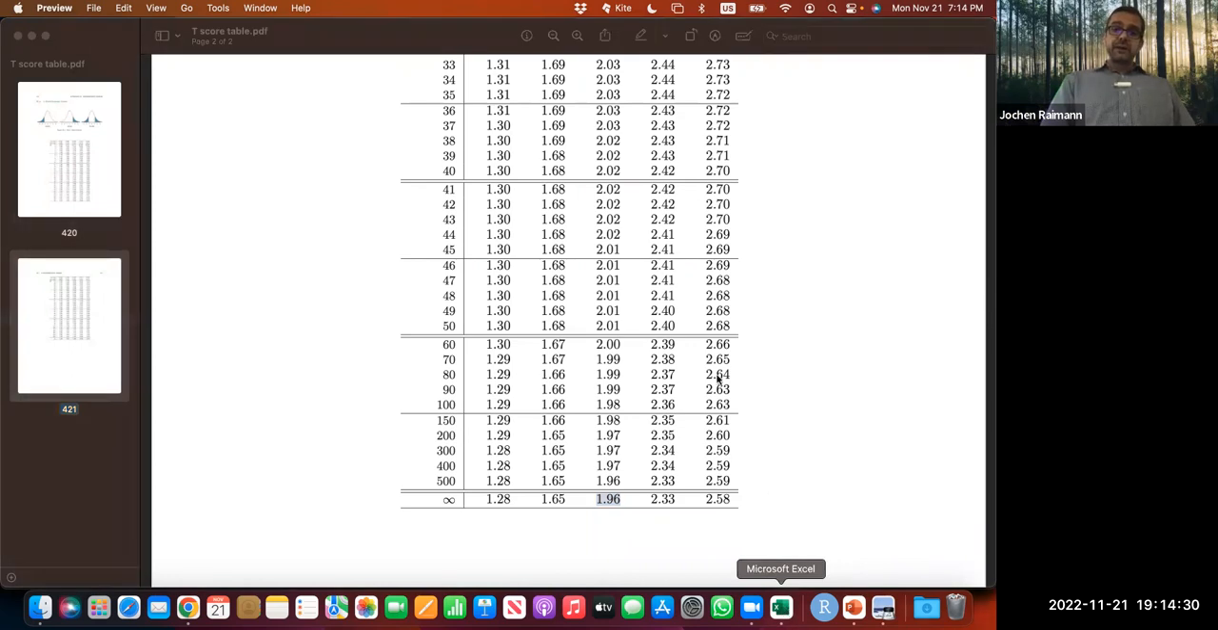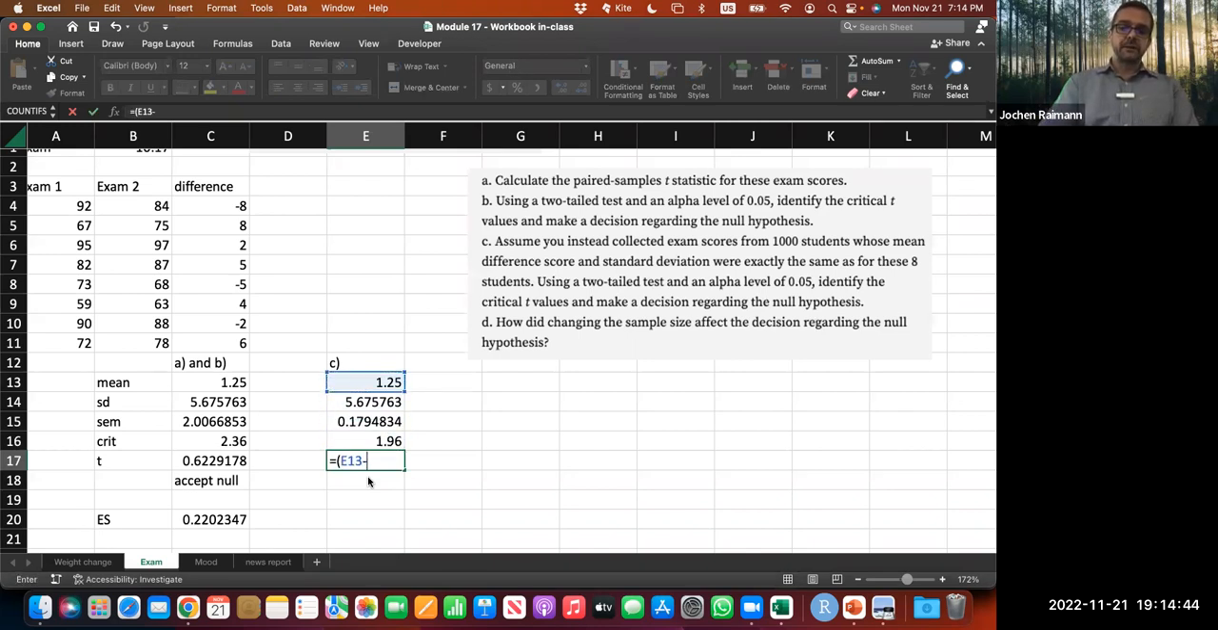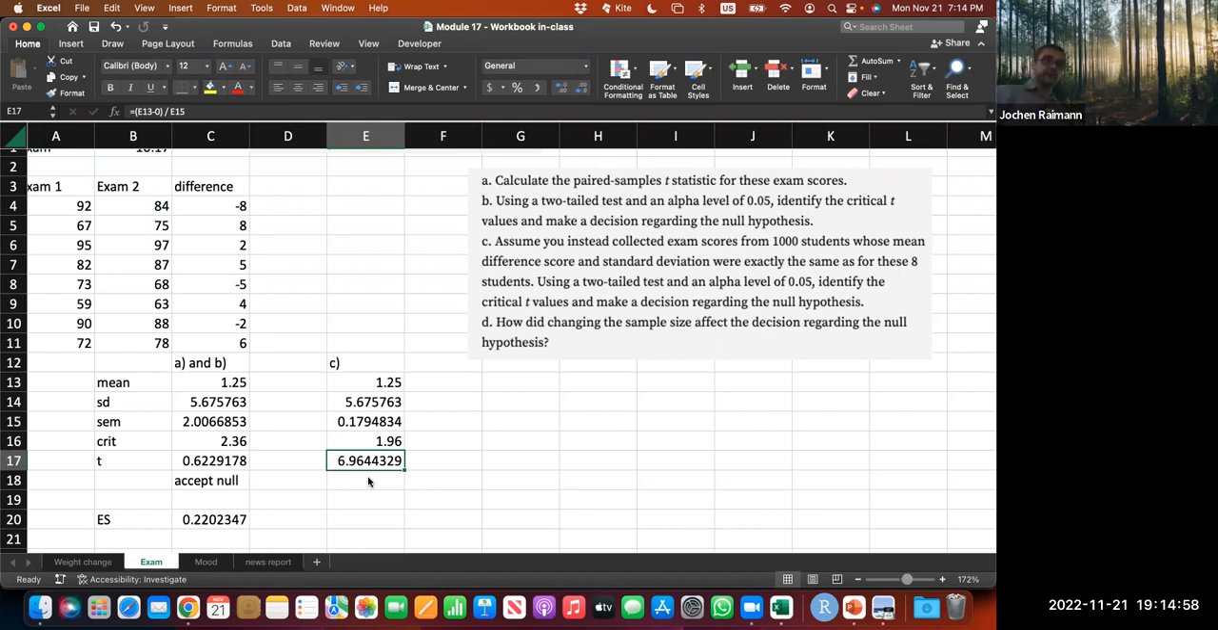So we have now a critical t that was set in that manner for 1.96. So if we're calculating now our t, we're calculating our mean minus 0 divided by our standard error of the mean, we're basically by far exceeding that critical value. So if we had the same results from a population of 1,000 students, we would now reject the null.